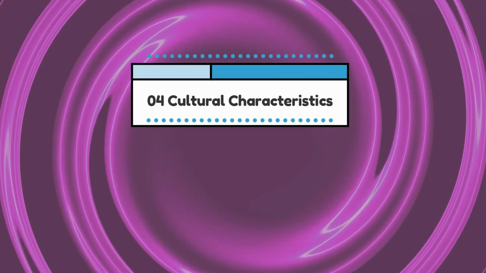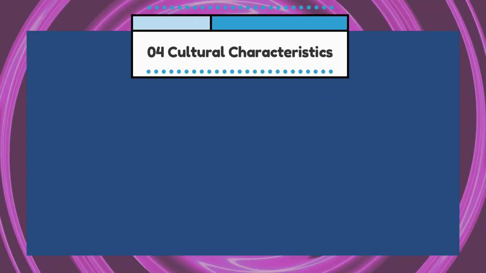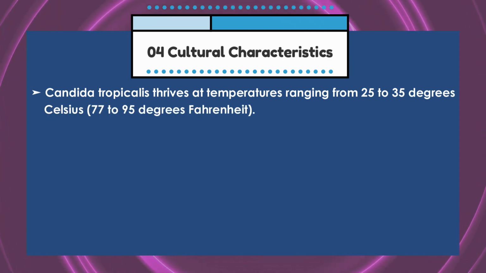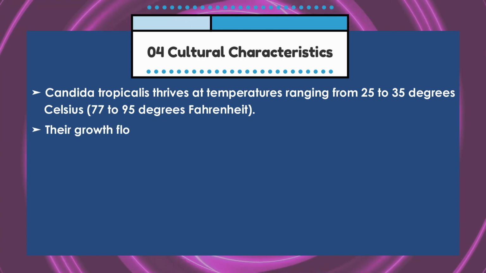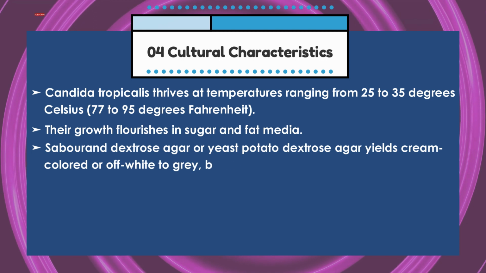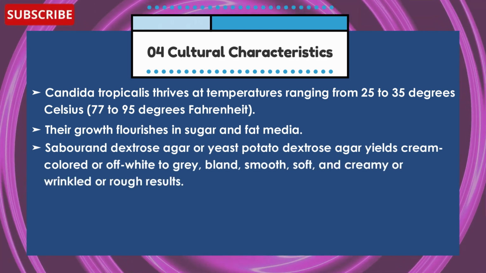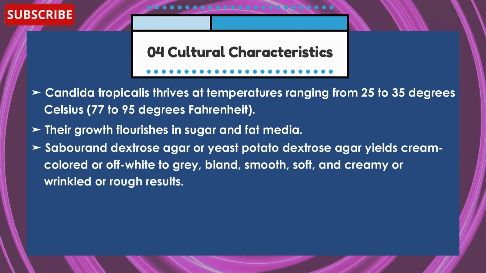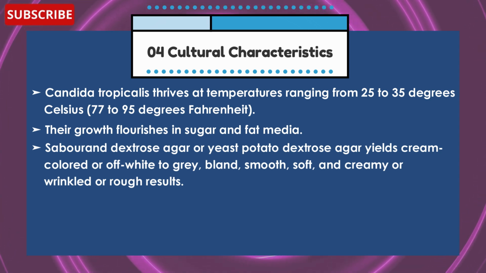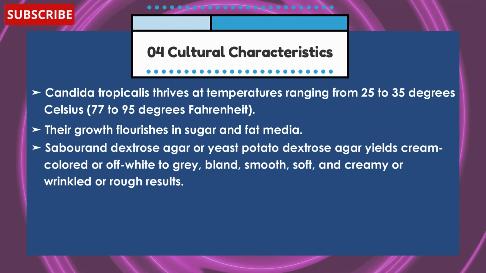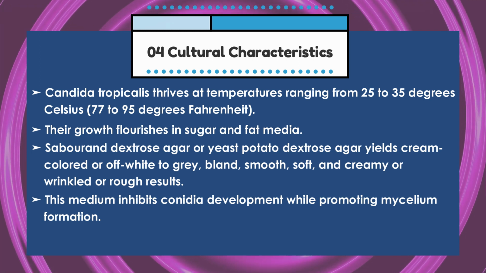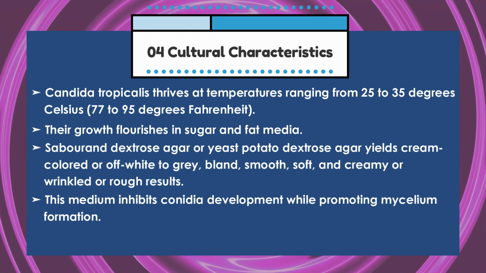Cultural characteristics of Candida tropicalis. Candida tropicalis thrives at temperatures ranging from 25 to 35 degrees Celsius. Their growth flourishes in sugar and fat media. Sabouraud dextrose agar or yeast potato dextrose agar yields cream-colored or off-white to gray, bland, smooth, soft, and creamy or wrinkled or rough results. This medium inhibits conidia development while promoting mycelium formation.